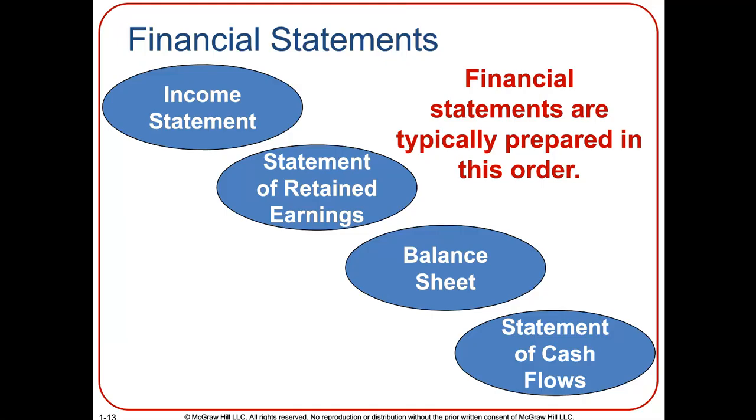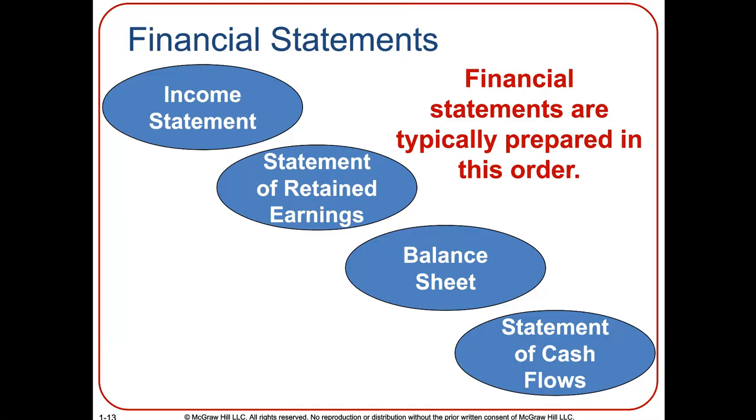You got your income statement. That is, what's the formula? Good. Revenues minus expenses equals net income. All right, that net income flows through to the statement of retained earnings. Formula for the statement of retained earnings is beginning retained earnings plus the net income minus dividends equals ending retained earnings.